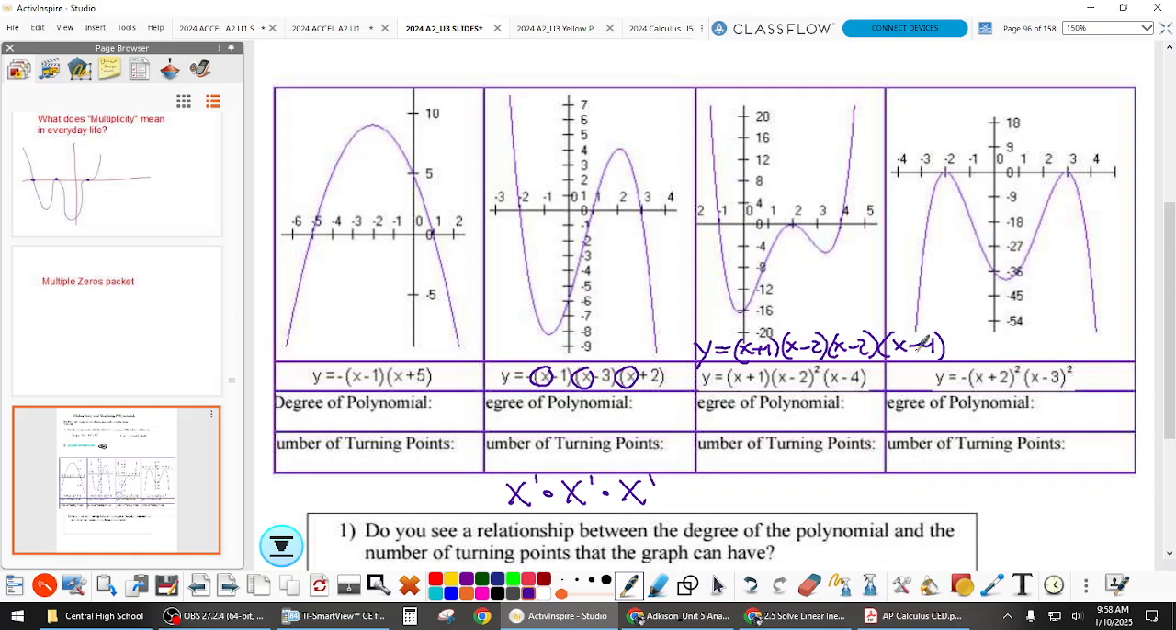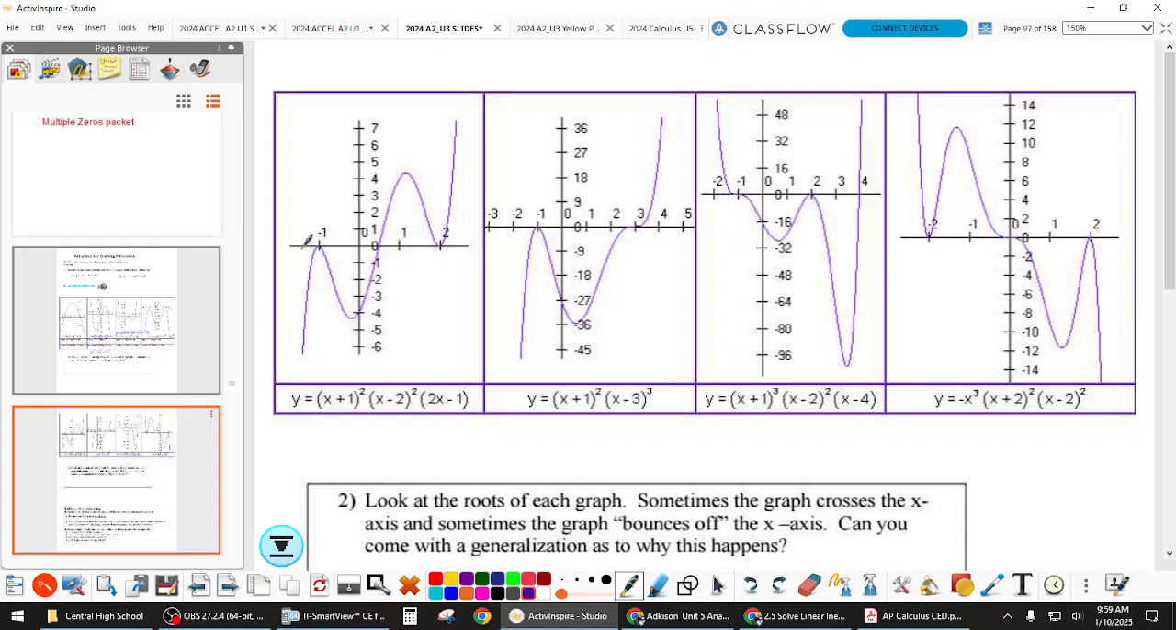X squared times x squared would be what? Yeah, so this is going to be a 4th degree polynomial, and let's look. Do you see how both ends are pointing the same direction? And that negative sign is small, but that's what's making it point down. All right, next page.